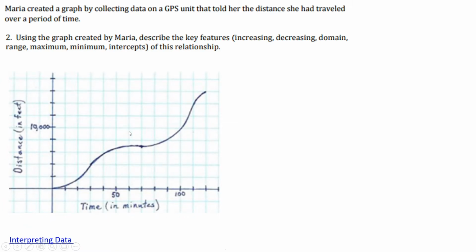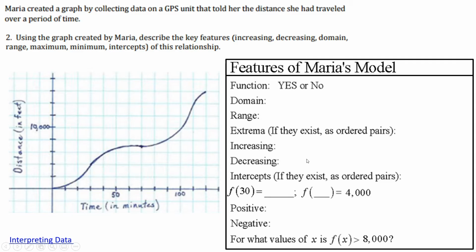Nice job, Maria. And then we want our key features document where we can talk about everything. So our first thought is features of Maria's model. Well, is this a graph of a function? It looks to me like every input has one and only one output. This would definitely pass the vertical line test. So I'm going to say yes. And the domain. Well, the domain would be all of the x values on this graph, or you could call them time, t for minute if you wanted.